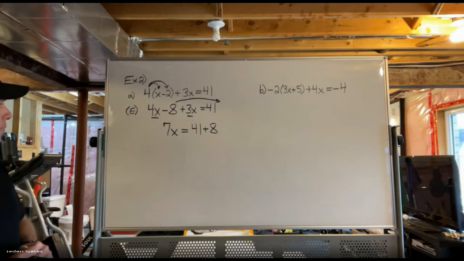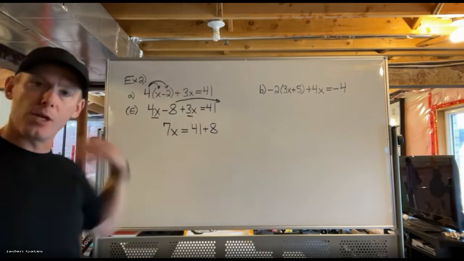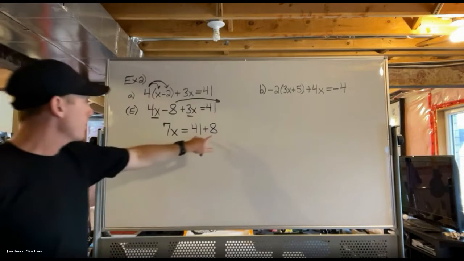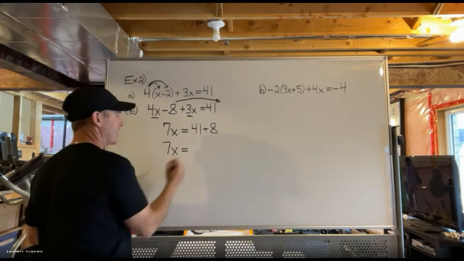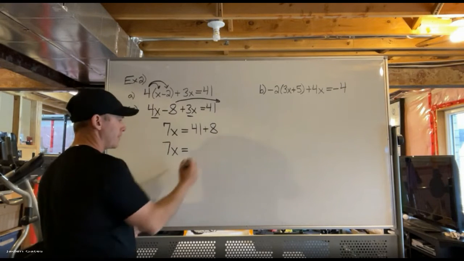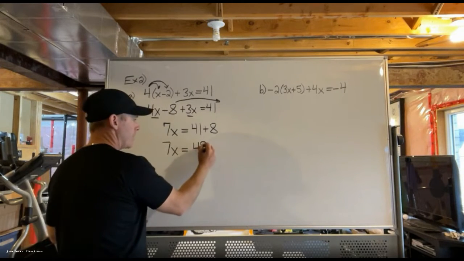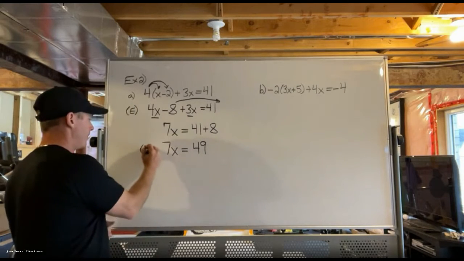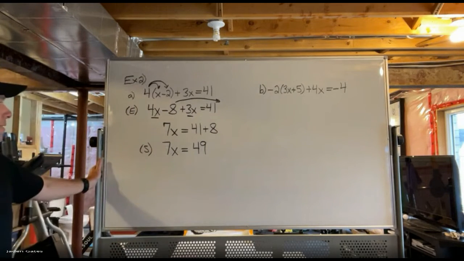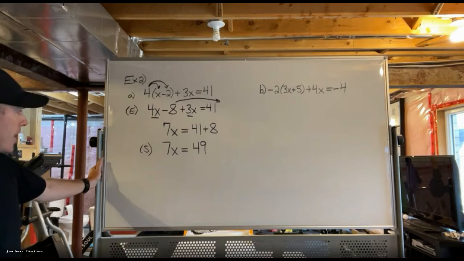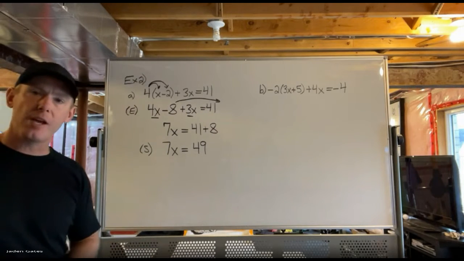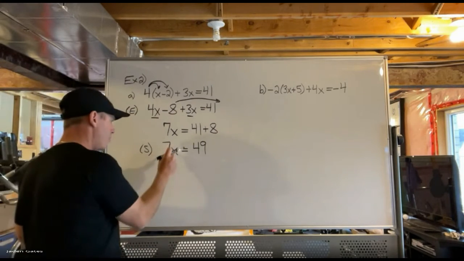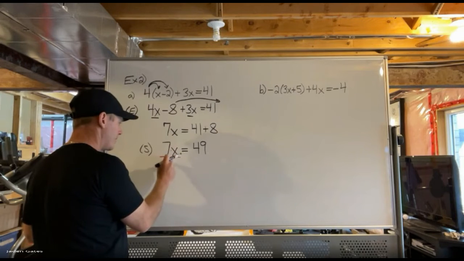All right, so I've separated my terms. I've got my x's on one side, numbers on the other. I'm going to put my numbers together here because that's called collecting like terms, and 41 plus 8 is 49. All right, so there's my S. I've collected like terms, and now it's time to get the x by itself. So I got to get rid of that 7. It's attached, so I'm going to divide by 7.